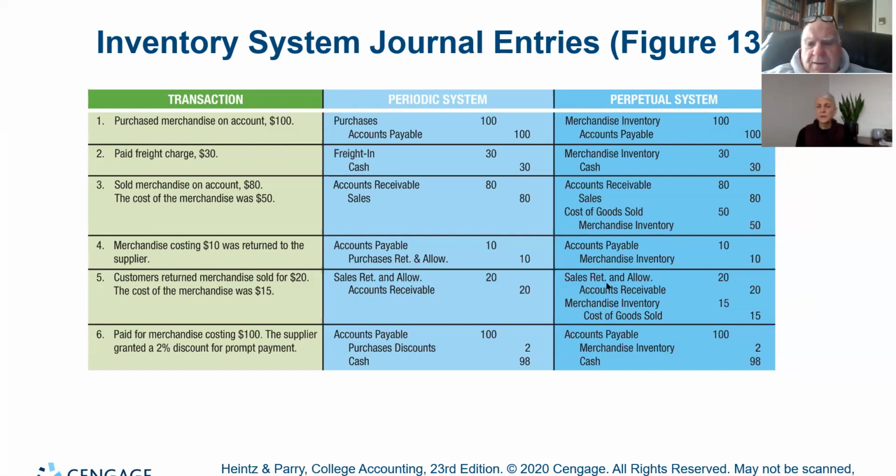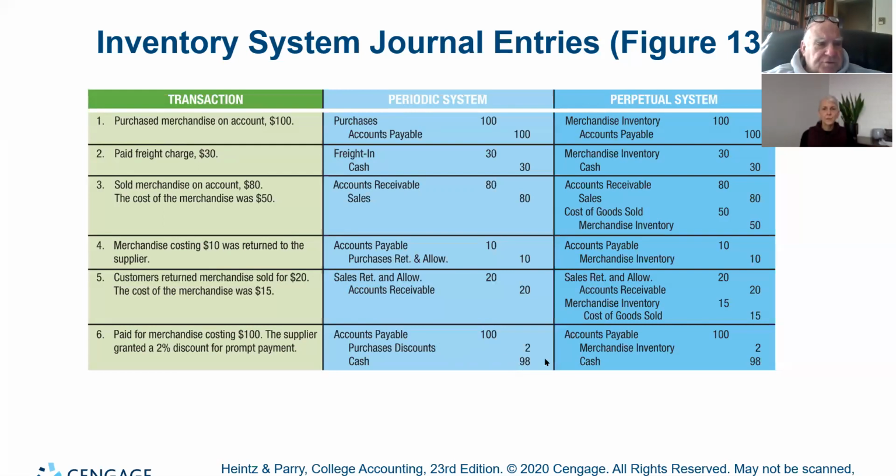Yeah, it does. This is a little more interesting, I think, a little trickier. And here we go. We paid for merchandise and we got a 2% discount. Well, let's see here. That means we settled $100 of AP, which has a credit balance, and now we debit accounts payable. We only had to pay $98, and we credit purchase discounts.